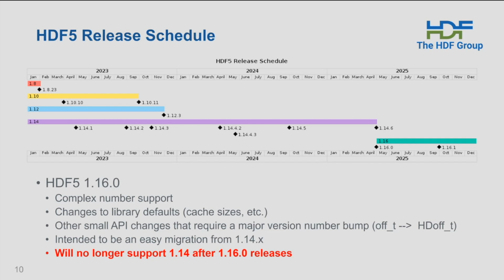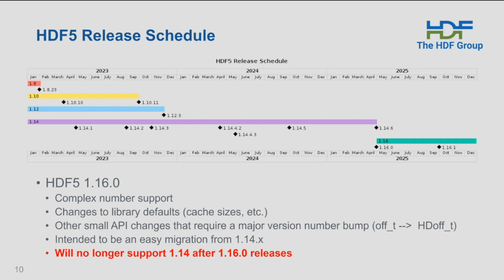So, the intent of this is for this to not be a release that causes people a lot of pain as they migrate from 1.14. We intend for it to be an easy migration. I want the migration to be very short and not really require a lot of code changes. And once we release 1.16.0, we will not have a lot of overlap with 1.14.